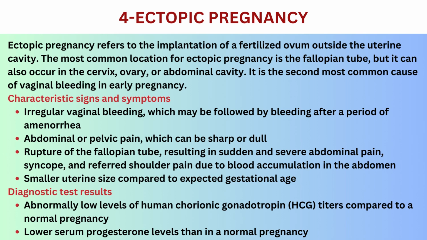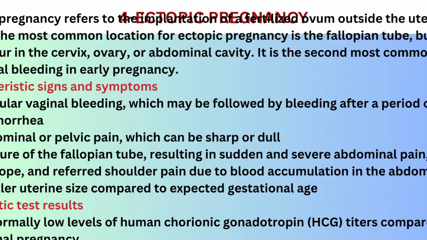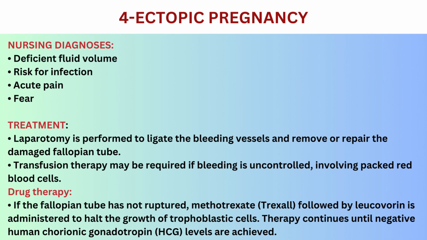The diagnostic test results: abnormally low level of human chorionic gonadotropin (HCG) titers compared to a normal pregnancy, lower serum progesterone levels than in a normal pregnancy. The nursing diagnoses include deficient fluid volume, risk for infection, acute pain, and fear.